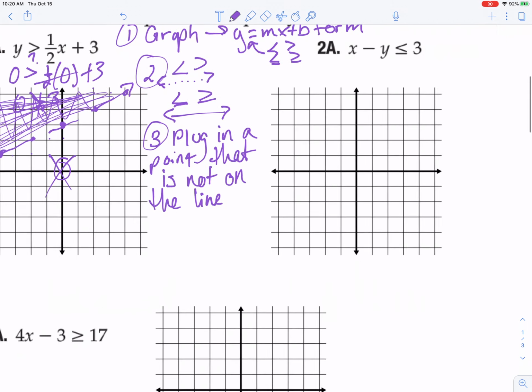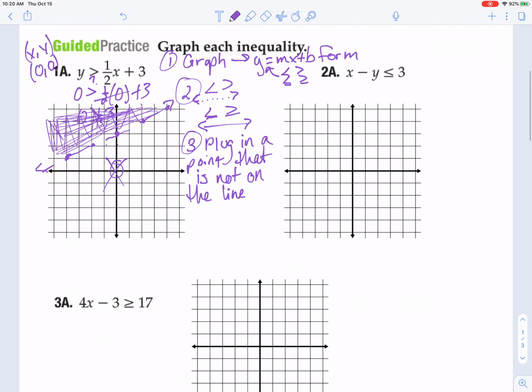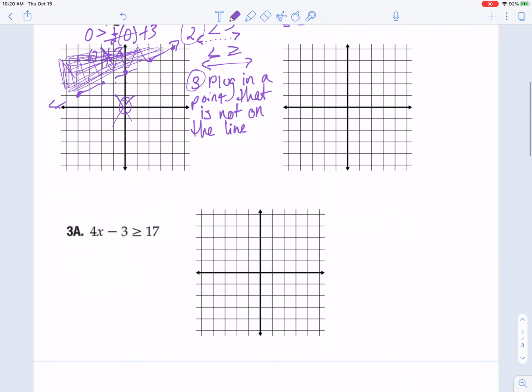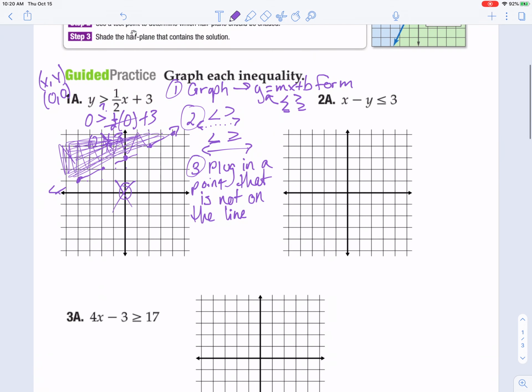So let's try another one here. Maybe we'll do 3a. That looks interesting. So the first thing I'm going to do is get it into y equals mx plus b form. Oh, you know what? Let's not start with 3. Let's do something different first. Let's do 2a. So I'm going to subtract x from both sides. That leaves me with negative y is less than or equal to negative x plus 3.